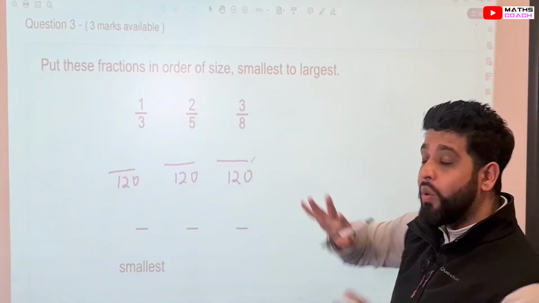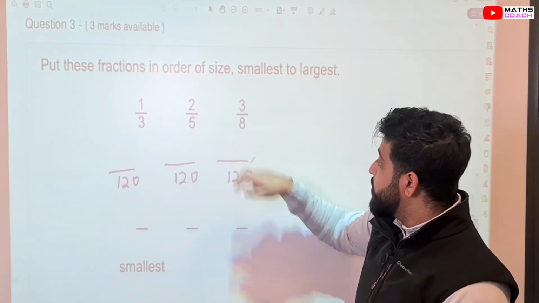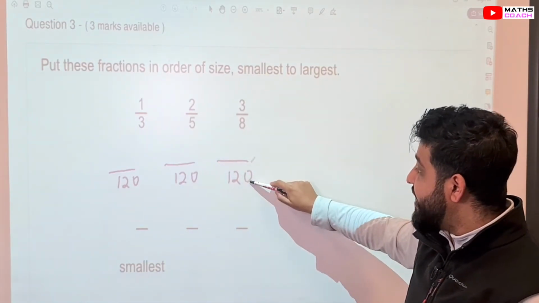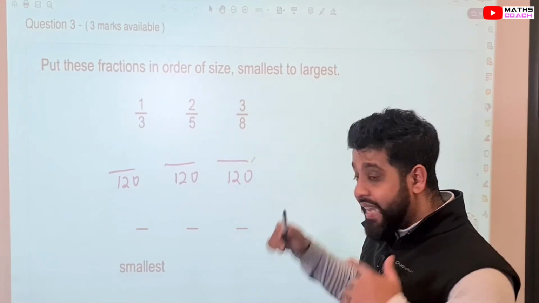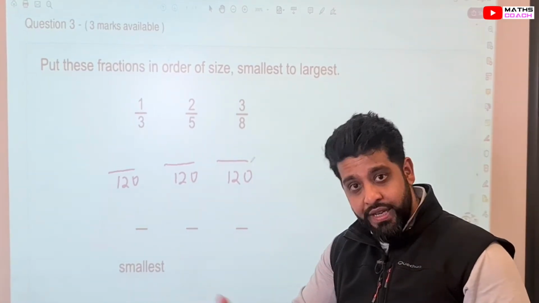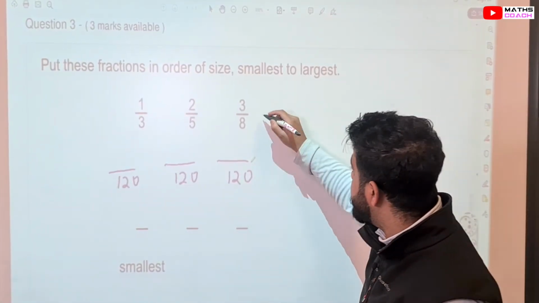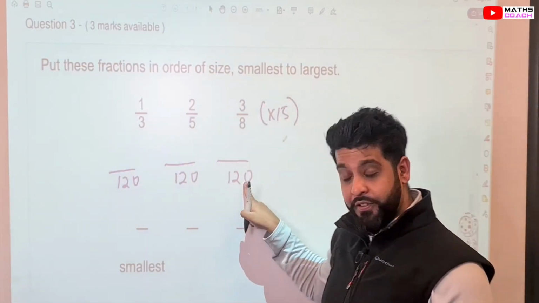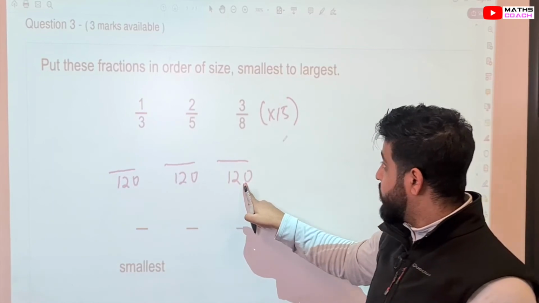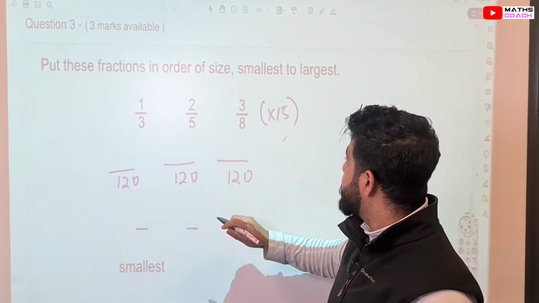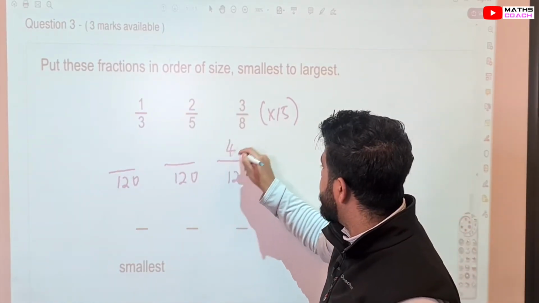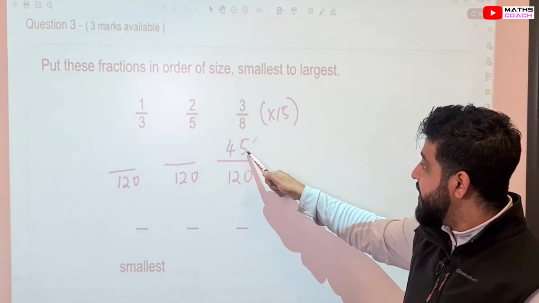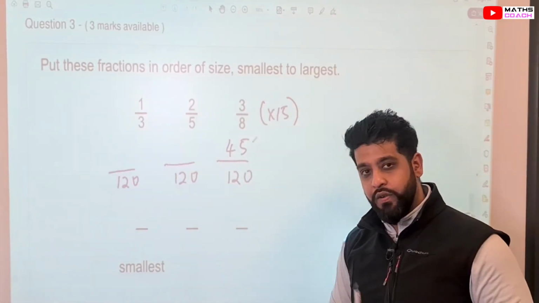All that leaves us to do is to work out the numerator. But each one, how does it become 120? So let's have a look at the first one here, 8. 8 times what gives us 120? Again, you'll have to do the multiples of 8 until you find it, but 8 times 15. So we're going to multiply this fraction here by 15. So 8 times 15 is 120, and therefore 3 times 15 is going to be 45. So 3 over 8 is the equivalent fraction of 45 over 120.